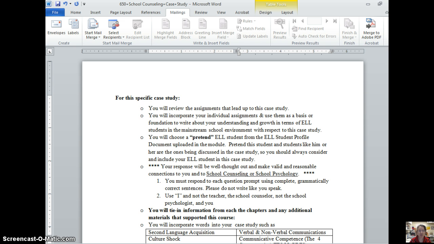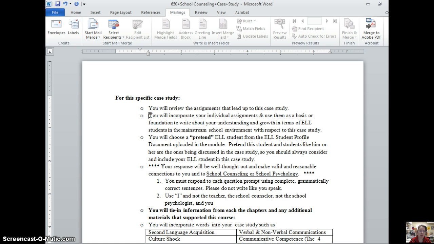So for the purposes of this particular case study, you will review the assignments that led up to this case study. Everything that we've learned thus far has an application to the questions that are asked at the end of this case study. You will incorporate these individual assignments and use them as a basis of your foundation to write about your understanding and growth in terms of ELL students in the mainstream classroom environment with respect to this case study.